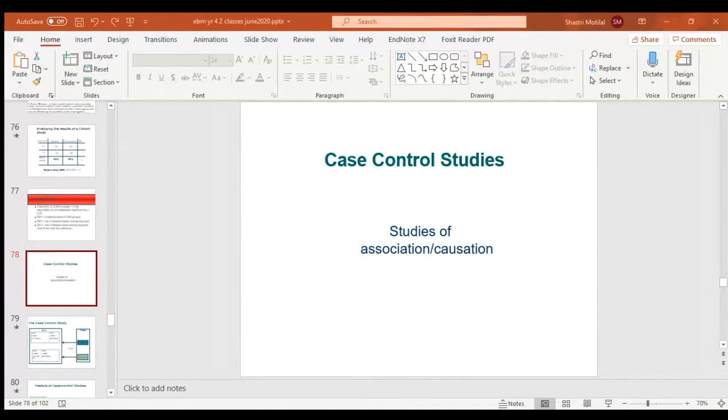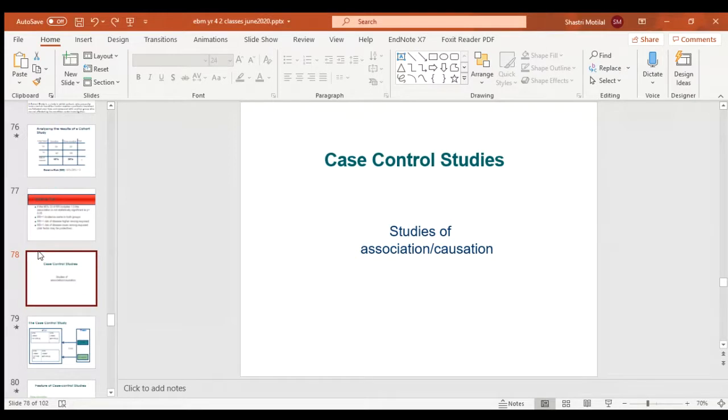So that's the last type of study that I'll say something about. I'll say something about case control studies. I'll mention cross-sectional studies, and then we'll end by talking about validity, the threats to validity, which we alluded to yesterday.